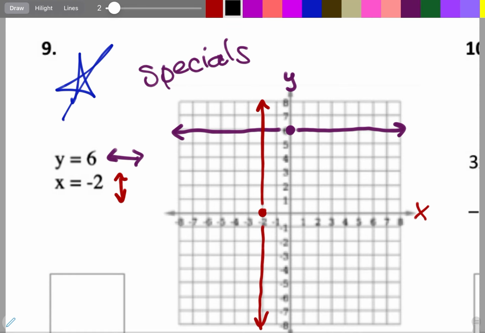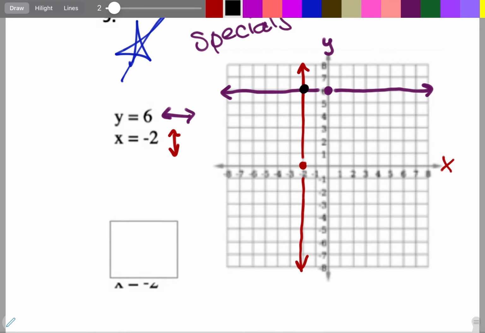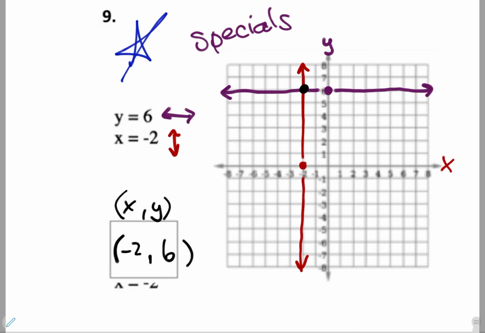Now the answer is about as simple as you can imagine. X, comma, y. X is equal to -2. Y is equal to 6. So there's your answer right there. That's going to be the point where they intersect, which is right here. Very clean.